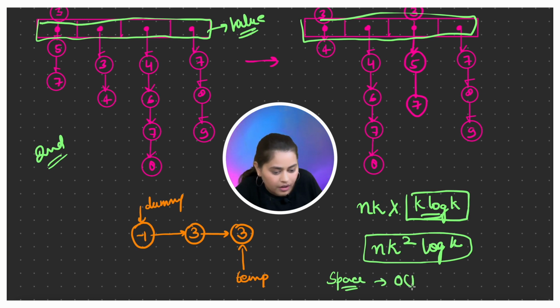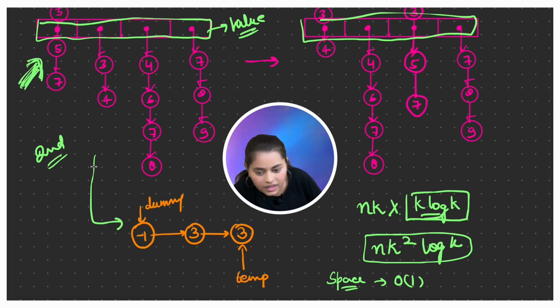The space complexity will be O(1), because this is the input given in the question, and what we are doing is creating a result using the same nodes. So that means the space complexity will be O(n) and the time complexity will be nk squared log k.